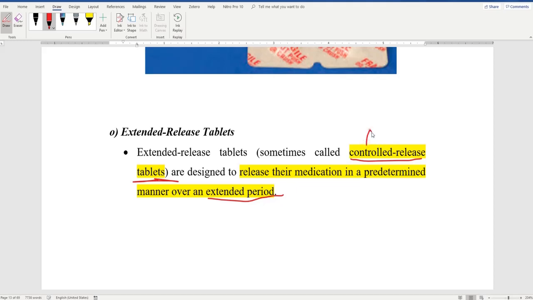Now some scientists say that using controlled release to describe extended release tablets is wrong. Why do they say it's wrong? They say the reason is that all tablets that we produce are controlled release. You will not produce any tablet unless you know how the release of the drug will be. So you are controlling the release of the drug in all tablets. That's why they say it's wrong to say controlled release just for extended release. All tablets are controlled release.